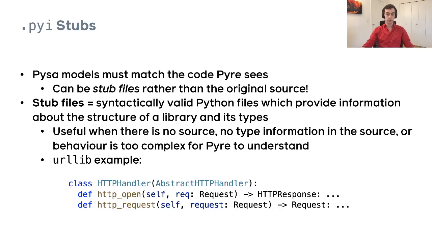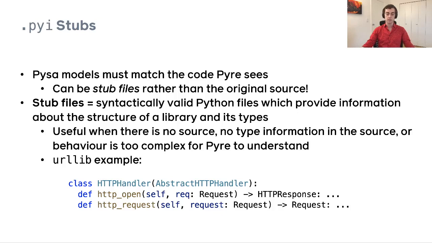So as I promised earlier, we need to talk about PyI stubs for a little bit. Pysa uses Pyre underneath to get a lot of information about Python source code, and Pysa models need to correspond to the source code that Pyre sees. However, Pyre is not always going to be looking at the original source code. Pyre sometimes looks at these .pyi stub files rather than the original source code.